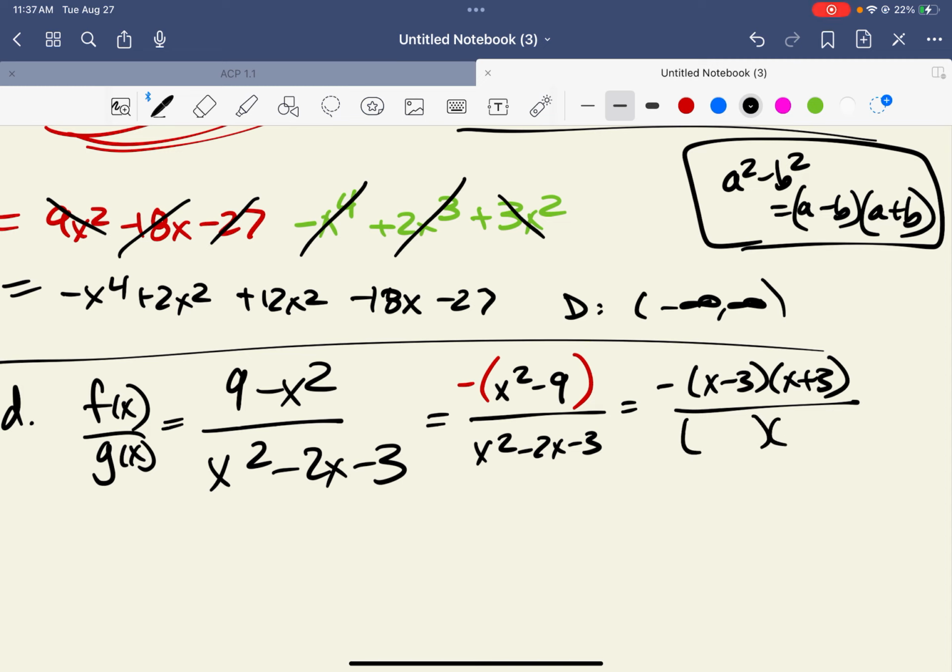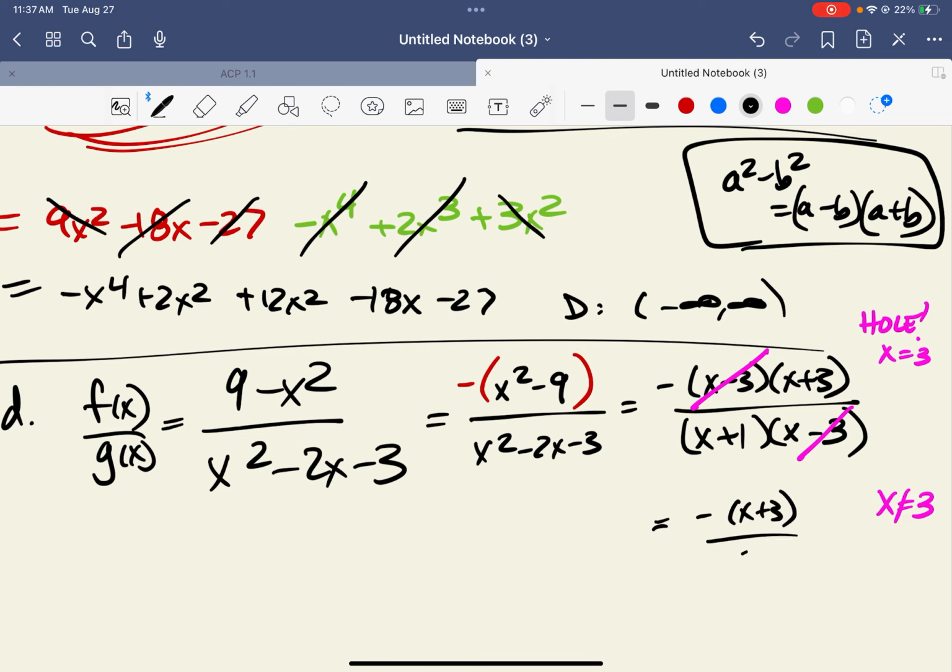And then on the bottom, that's going to factor into an x and an x, with a negative 3 and a plus 1. Why is that great? Because these two cancel out. And since I see both of those, that means that there's a hole at x equals 3. So x cannot be equal to 3, but when it simplifies, you get negative x plus 3 over x plus 1.